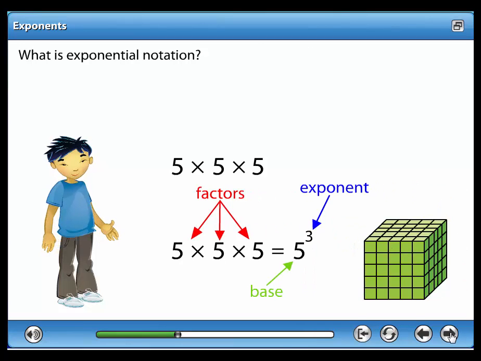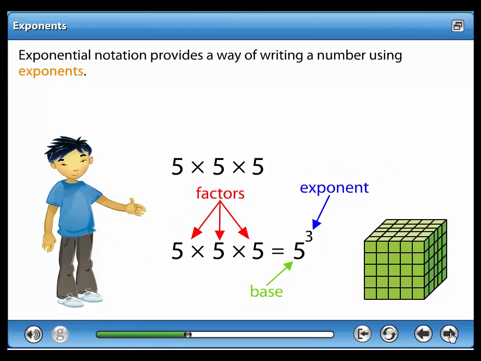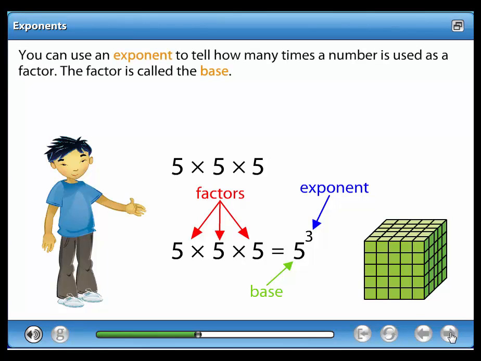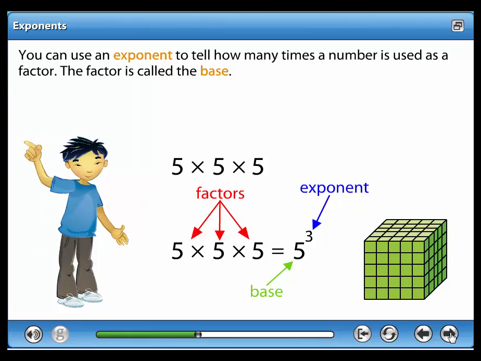What is exponential notation? Exponential notation provides a way of writing a number using exponents. You can use an exponent to tell how many times a number is used as a factor. The factor is called the base.